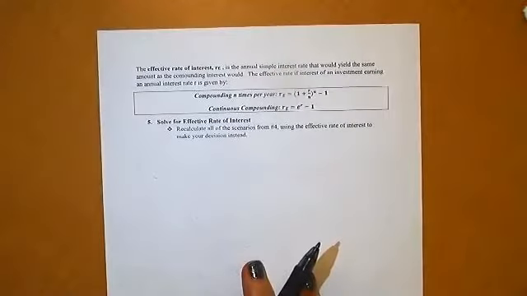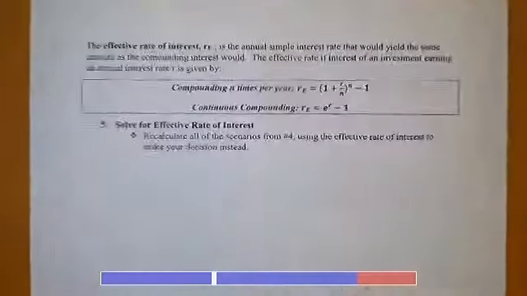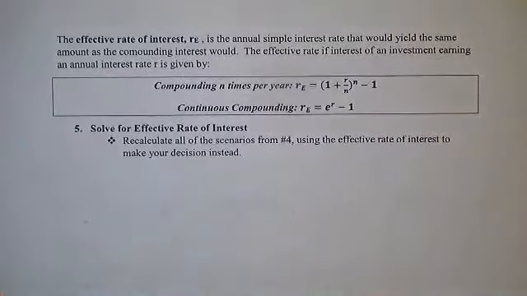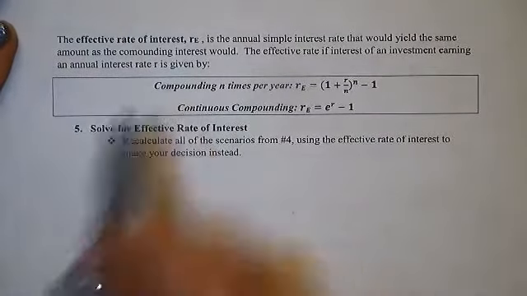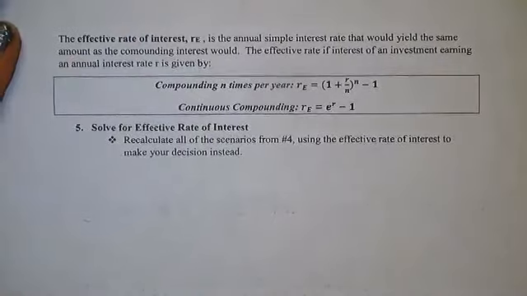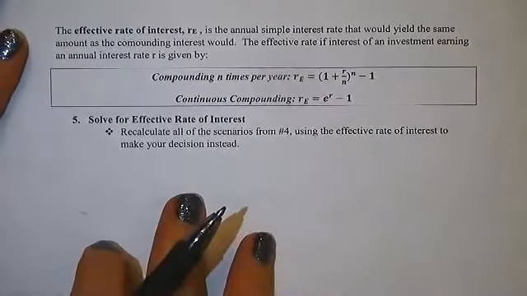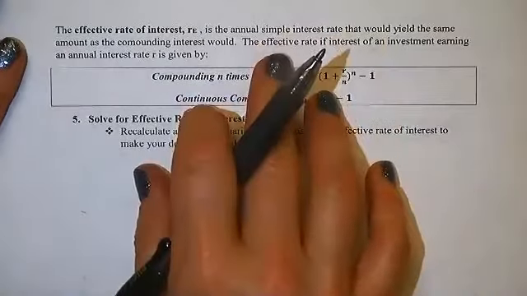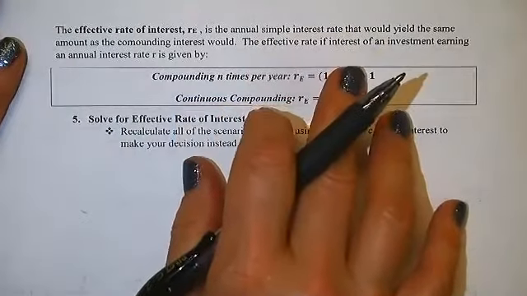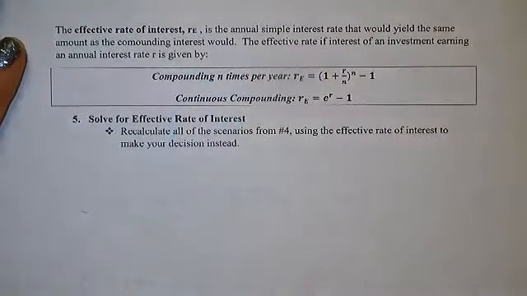So also another way you can compare accounts, instead of actually finding out the interest earned on every single account, is to find the effective rate of interest. The effective rate of interest is just the simple interest rate that would yield the same amount as the compounding interest would. The effective rate of interest is an investment that earns an annual interest rate.